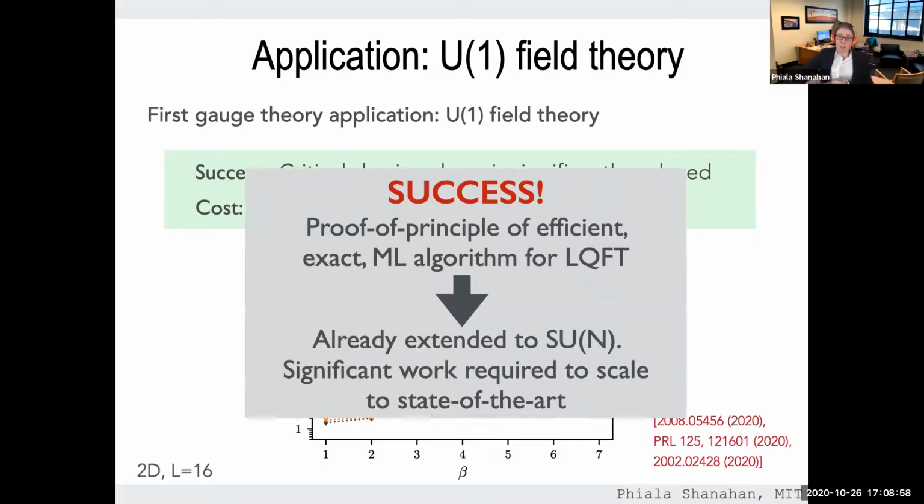So this is a great success. But it really is at this stage a proof of principle of a very efficient, exact machine learning algorithm for lattice gauge theory. I showed you results in U(1). We've already extended to SU(N) for QCD, but there's still significant work needed to scale this to the state of the art. So we're working to scale for Aurora, which will be the new largest supercomputer in the world to be built at Argonne in the next couple of years.